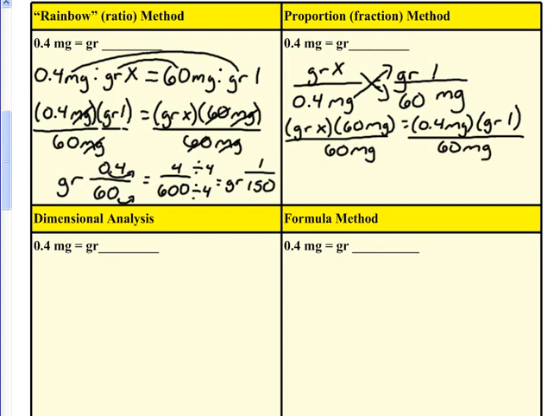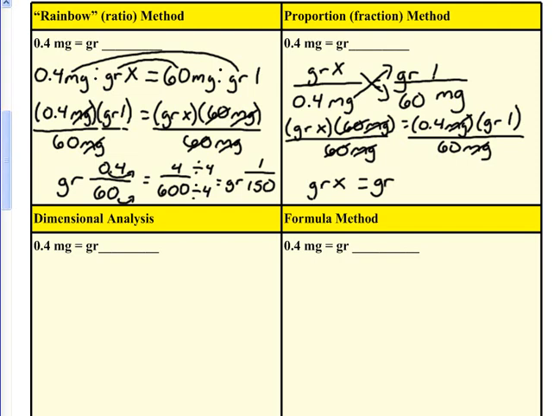Notice that on the left-hand side of the equal sign, both the number 60 and the unit milligrams cancel. This leaves us just with our x. On the right-hand side, only the unit milligrams cancels. This leaves us with 0.4 times grain 1 over 60. If we do this operation on the calculator, we will end up with a decimal for our answer. However, because we are solving for the unit grain, we must leave our answer in fraction form.